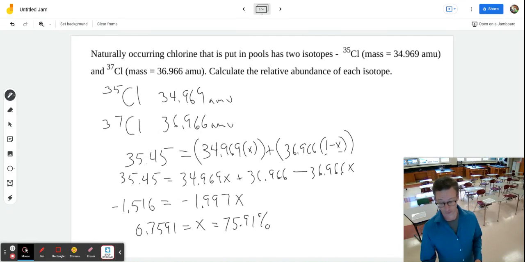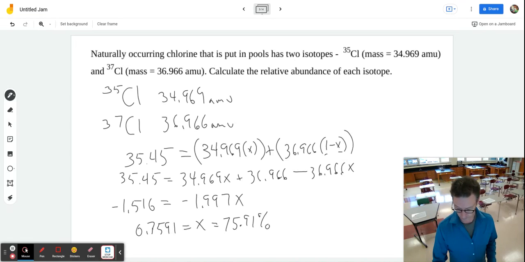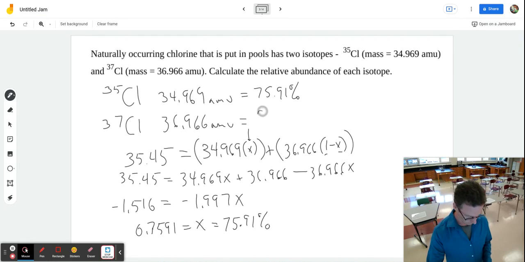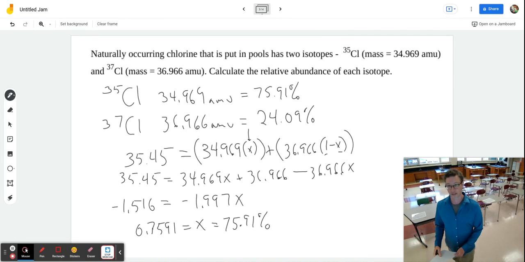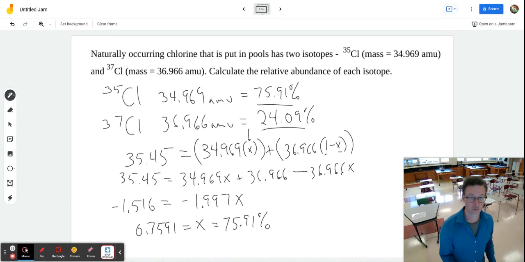which means that the other isotope is whatever percentage is left. We said this was x, so that's the first isotope, 75.91%. Okay, almost 76% of chlorine atoms are that first isotope. The second one is what we get when we subtract that from 100%, which is 24.09%. So I found the percentage of 1. Once you know the percentage of 1, if there's only one other isotope, the other one has to be whatever percentage is left out of 100. So we did 100 minus 75.91, and we get 24.09.